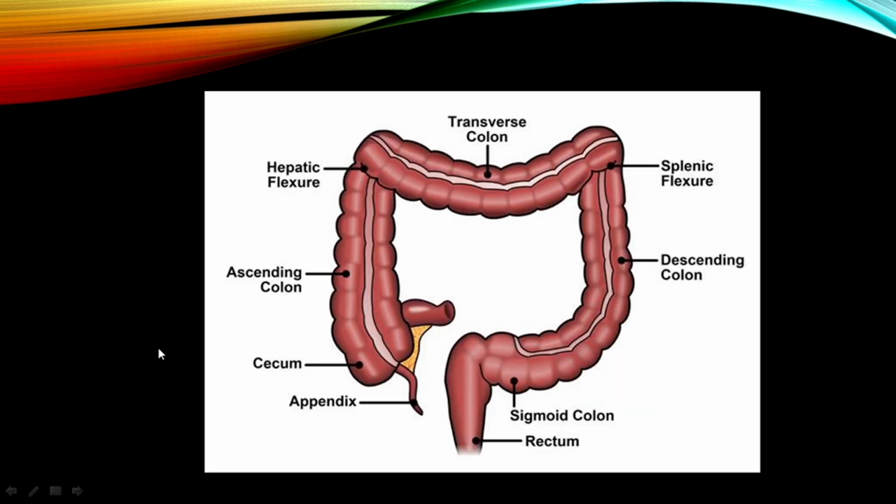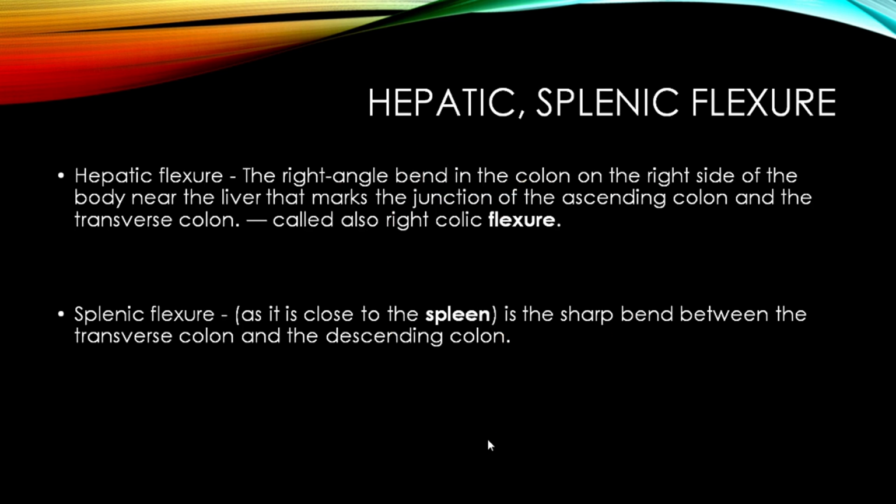So in this diagram you can see this is the appendix, which is hanging from the cecum. This is the cecum. This is the ascending colon, transverse colon. Coming down is the descending colon. This S-shaped area is known as the sigmoid colon, and at last the rectum.